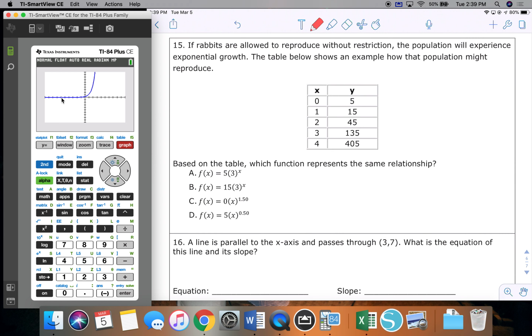15, we're talking rabbits based on this table, which function represents the same relationship. So first, I notice that I have my a value of 5, so I'm going to mark out anything that's not 5. But then again, C and D, we haven't seen anything like that, so it must be answer choice A. If you didn't want to do that, you have two options. First, you could plug these into y equals, see which table matches, or you could put this in stat edit and see what equation you get out of it.